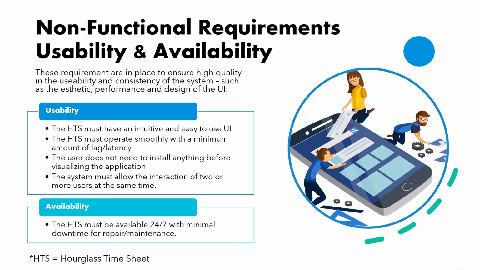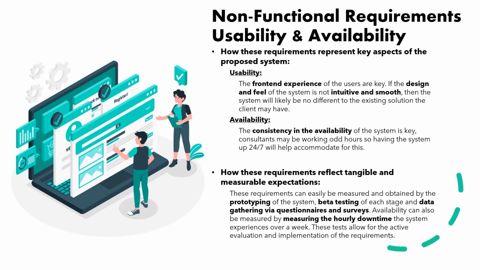Hourglass has a couple of non-functional requirements, such as the ones in relation to usability and availability. These requirements ensure our system is well-performing and is of the highest quality in aesthetic and design in regards to its UI. Some of our usability requirements for Hourglass will include an intuitive and easy-to-use UI, low latency and good performance, no need for prerequisite software to be installed, and simultaneous user compatibility. An availability requirement we also have is the need for the system to be up 24/7 with minimal downtime for maintenance.